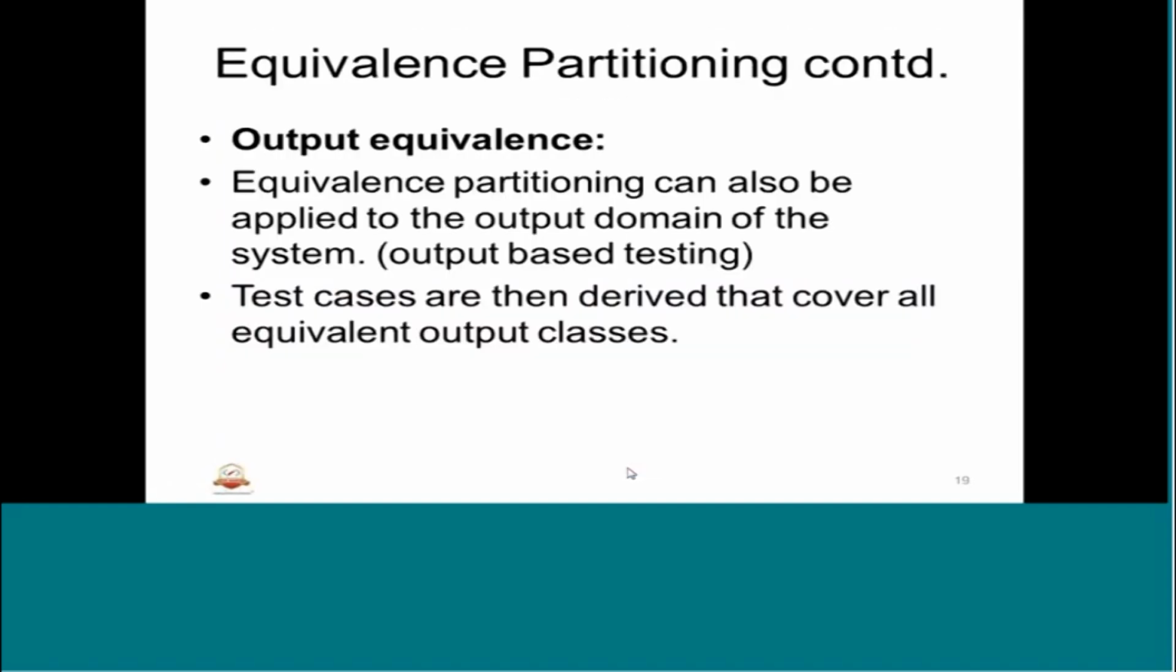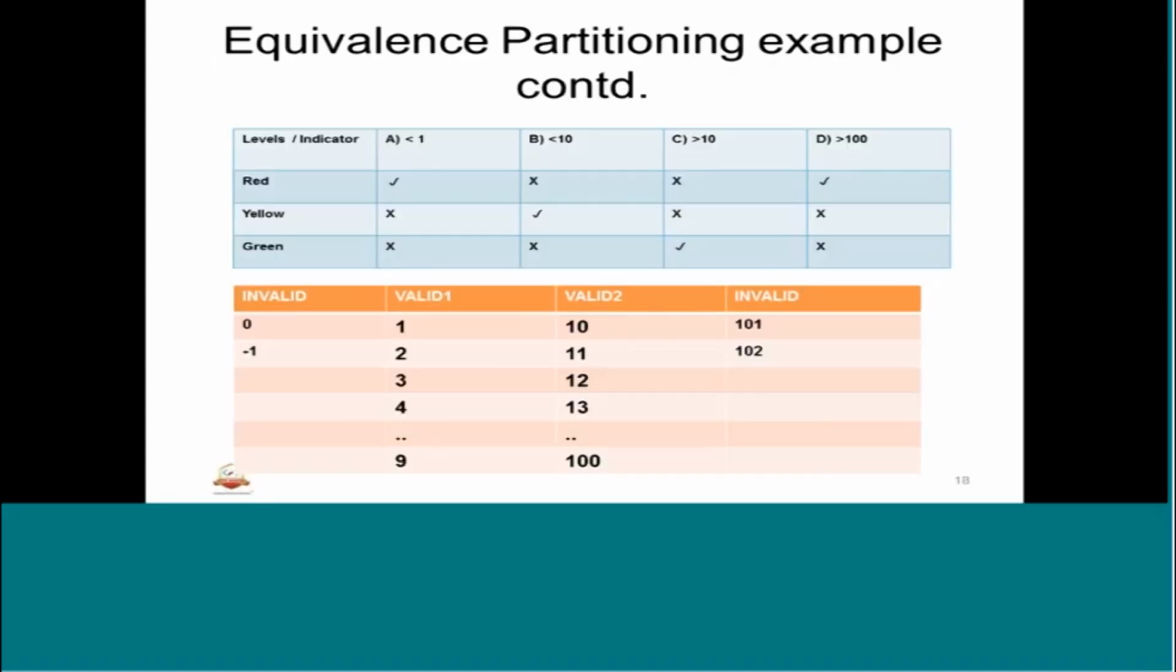So as I said, output equivalence also can be done. This equivalence partitioning can be done with the help of output domain. That means output based testing, where outputs can vary for different inputs, and for single inputs also. There is output based testing which we need to consider for equivalence partitioning. Test cases are then derived that cover all equivalence output classes. That means we derive all the test cases which will take care of the output classes also. So similarly we'll define a truth table for the output, like we have for input.